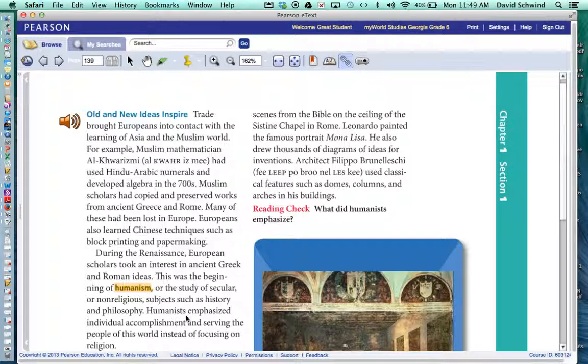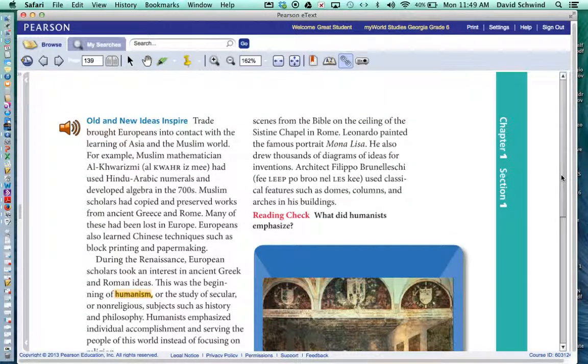What did humanists emphasize? The answer to the question? They emphasized individual accomplishment, like you accomplishing something, and serving the people of this world instead of focusing on religion. Much like we think Steve Jobs is pretty cool because he invented the iPad. If you need more time, press pause, and you can continue as you need to. We're going to move forward now.